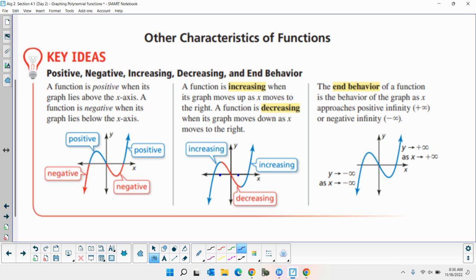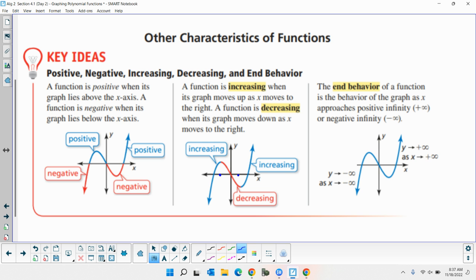All right, so understand what it means by increasing and decreasing. Left to right, as it's going up, it's increasing. Left to right, as it's going down, it's decreasing. Positive and negative is different. What part's above the x-axis is positive, and the parts below the x-axis is the negative. Okay? So understand the difference. So it could be increasing, but be negative, right? You see that? It's increasing right there, but it's also negative until it gets past the x-axis and it's increasing and positive. Okay? So you got to think a little bit.